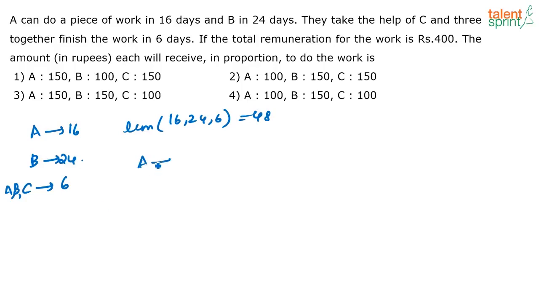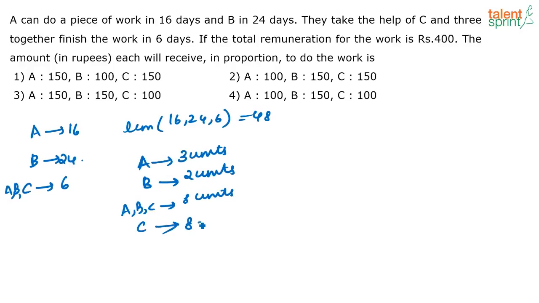So in one day, how many units of work does A do? 48 by 16, or 3 units. B in one day, how many units of work does B do? 48 by 24, or 2 units. Now I know that put together A, B and C in one day will do 8 units of work. I know A does 3 units of work in a day, B does 2 units of work in a day. So how many units of work will C do? 8 minus 5, that is again 3 units.